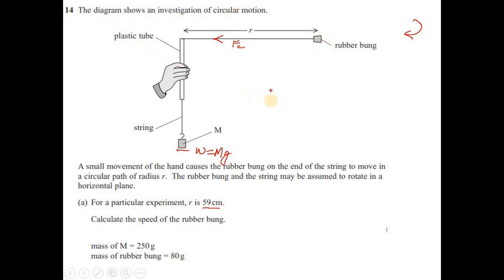So you can say that the weight of the hanging mass is equal to the centripetal force. That means Mg is equal to mv squared over r. And now you can rearrange for the speed v. So v would be equal to the square root of Mgr divided by small m, and the root is there because of the v squared. So you can substitute all the values.